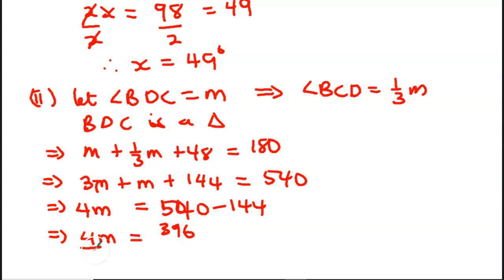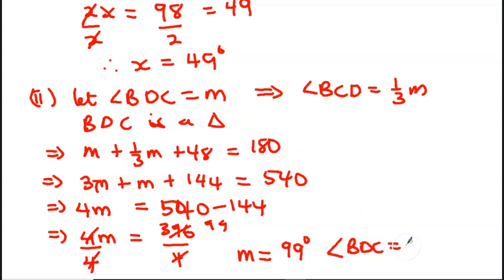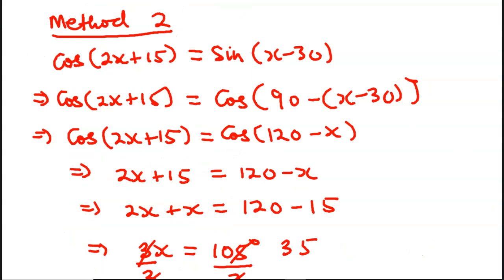So 4M is equal to 396. When you divide both sides by 4, 4 will go into 396, 99. So we are saying that M is equal to 99 degrees. And we said that angle BDC is M. So therefore angle BDC is 99 degrees.